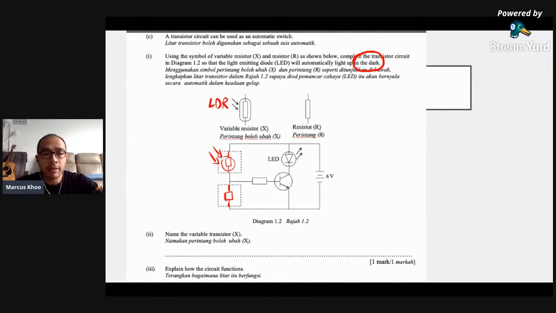Okay, so the name of the variable resistor is LDR, tapi just to be safe, guys, because they say name, we usually don't write the short form. We usually write light dependent resistor. Let's write it that way lah.